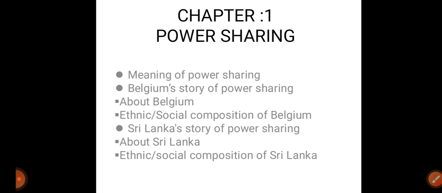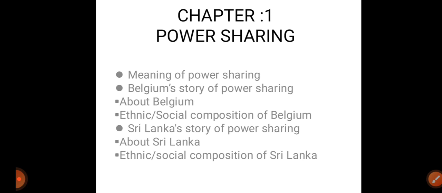Students, before starting the new chapter in class 10, I would like to give a brief recap of what we have understood in class 9 in Democratic Politics 1. So far we have read in class 9 the meaning of democracy, the various major features of democracy, and how democracy has become a popular model or system of government throughout the world.